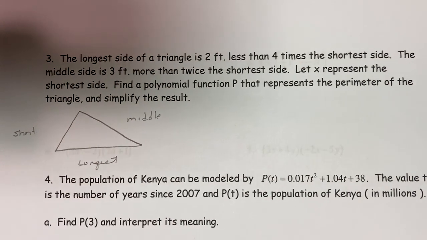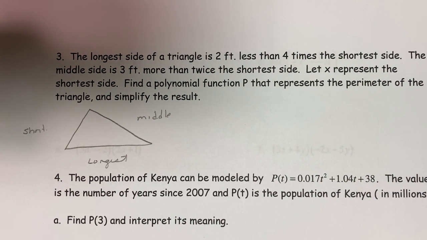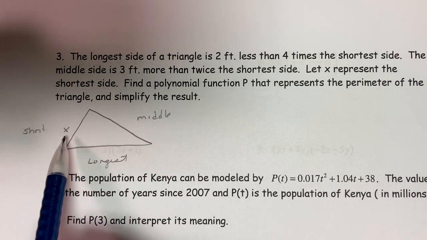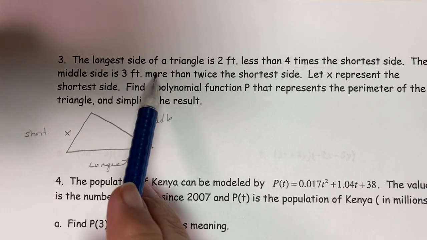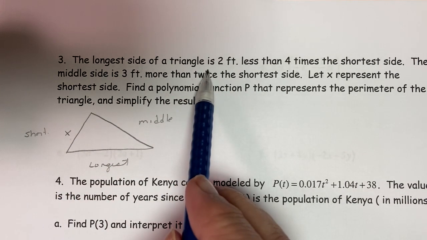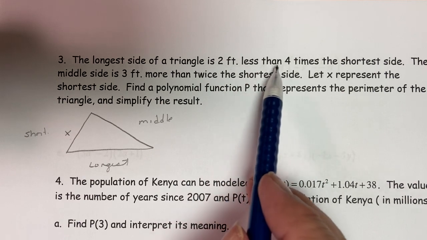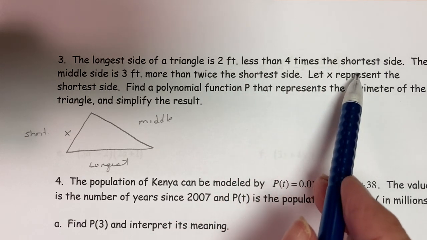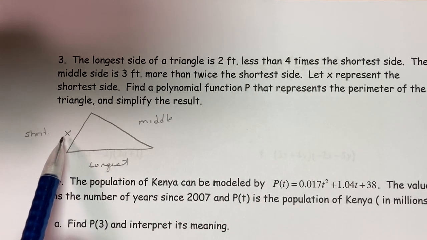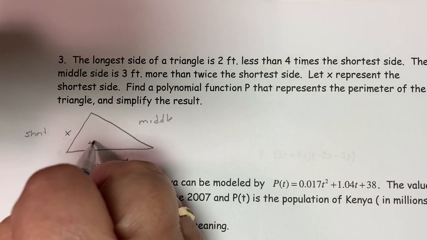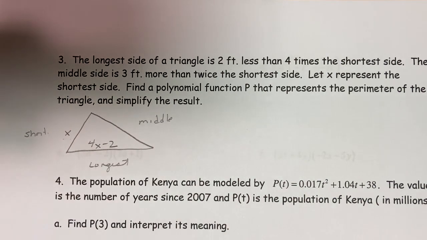All right, so it says that we want to let x represent the shortest side. So we're going to label that as x. And now let's build the other two sides knowing that our shortest side is x. Well, let's see. What do they say about the longest side? It says the longest side is 2 feet less than 4 times the shortest side. How would I write 2 feet less than 4 times x? Well, that would be 4x minus 2.